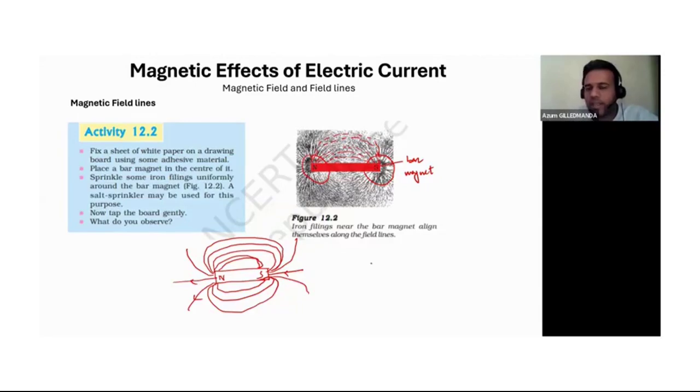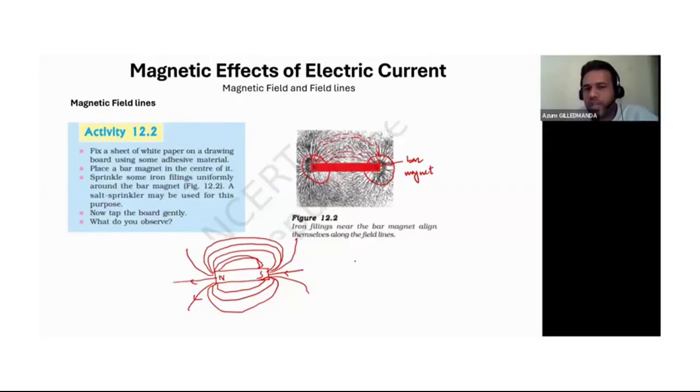So here the strength, so the ability to attract the materials, the magnetic ability will be more at the places near to the magnet, particularly at the north and south pole. As we move away from the magnet, the strength of the magnetic field reduces.